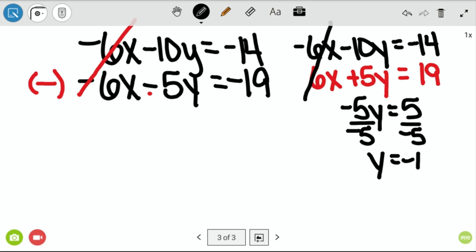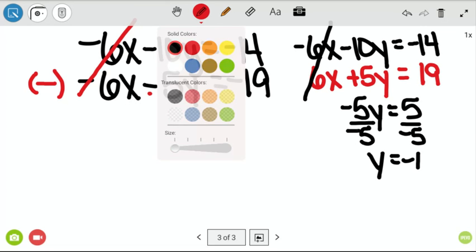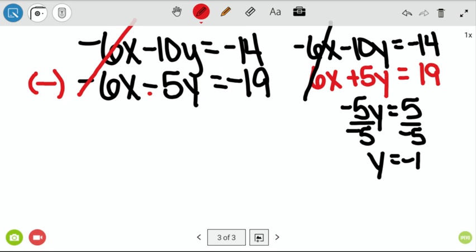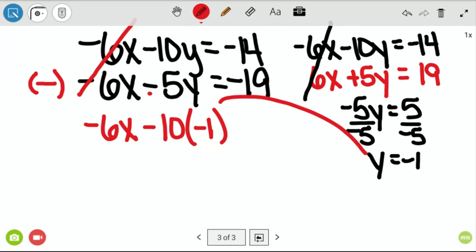So then if we want to go back to one of the original equations, again, it doesn't matter if you choose top or bottom. I'm just going to use the top one. Now, instead of y, I now know that's negative 1 because I'm taking that value and plugging it in to that original top equation. And so now I can just solve it.